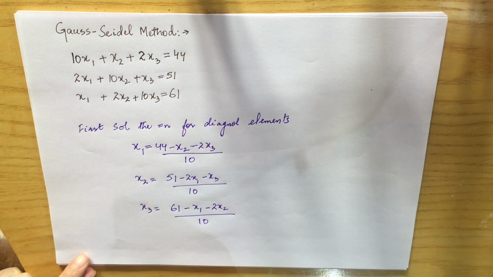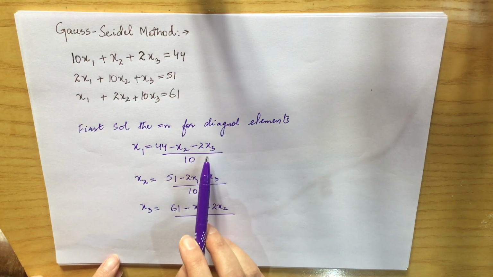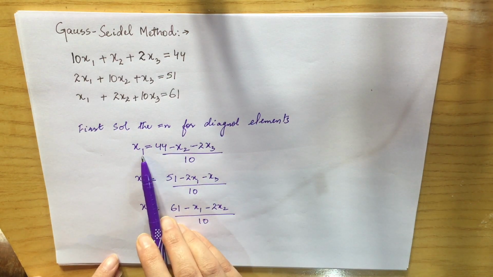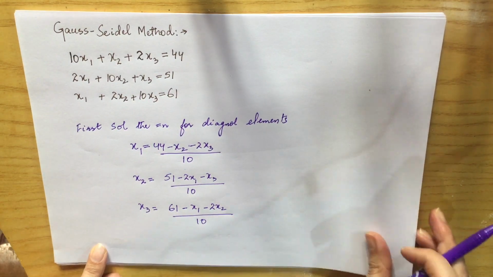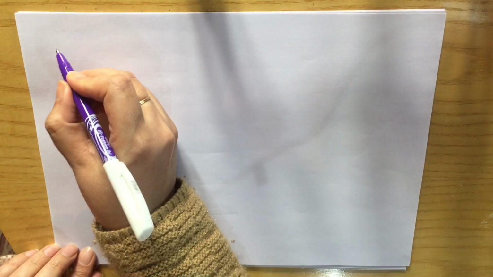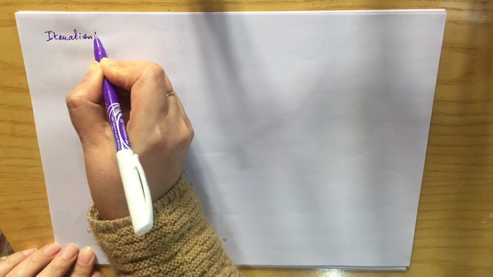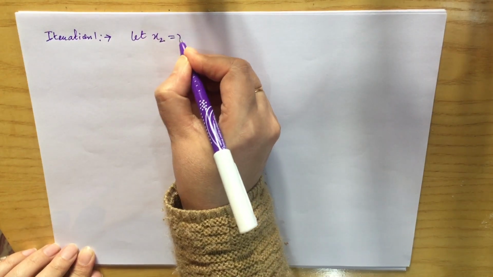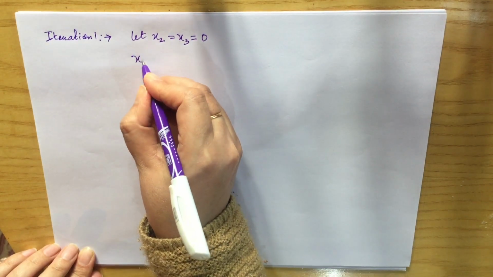Now we will start our iterations. In iteration 1, we will assume the initial values of x2 and x3 as 0, and we will get the value of x1. So we will start the iterations now. Iteration 1: we let x2 equal to x3 equal to 0. We let both of these values be 0 and we will get the value of x1.